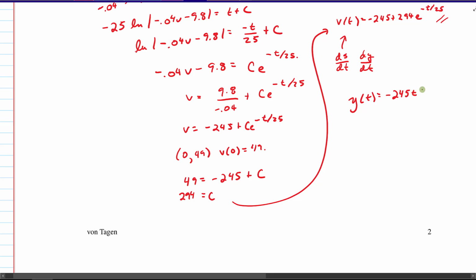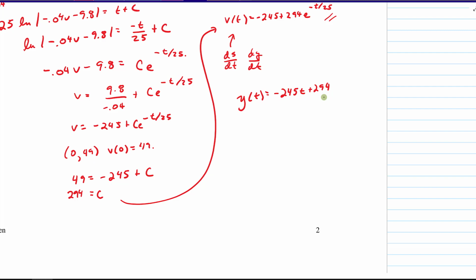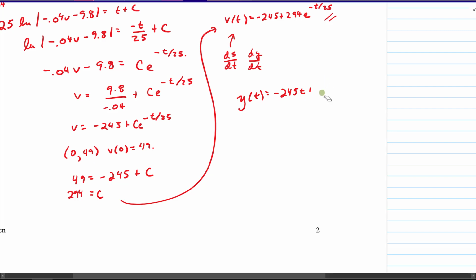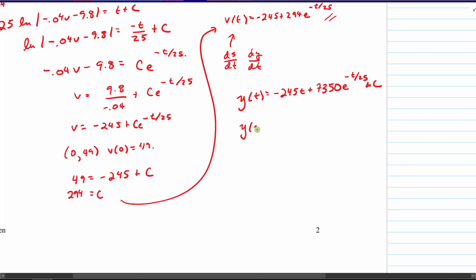245t plus 294, and we're integrating here, so we'd have to divide that by a negative 1 over 25, so that's the same thing as multiplying by 25. And if we do that, that's actually 7350. So plus 7350 e to the negative t over 25 plus another constant. Now, what's our other initial condition? Our other initial condition is y of 0 equals 0.